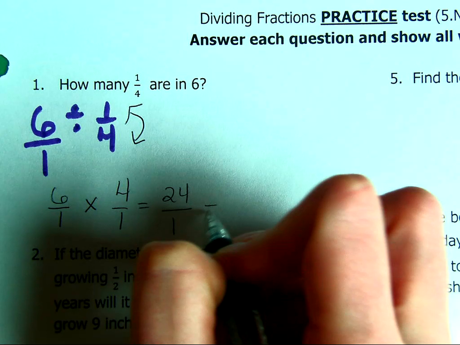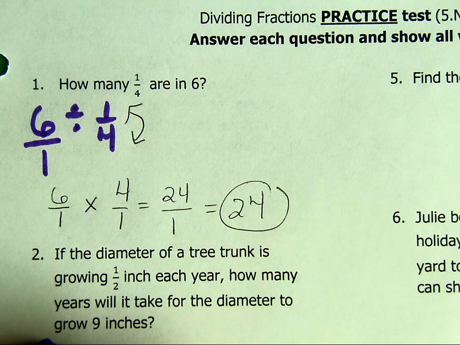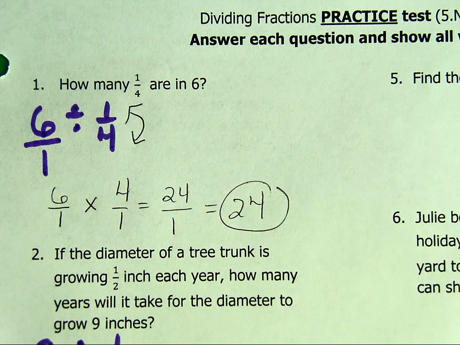If the diameter of a tree trunk is growing 1/2 inch each year, how many years will it take for the diameter to grow 9 inches? So I'm going to take 9 inches and divide it by 1/2 inch per year. I see that this 9 is a whole number, and I know that it's easier to divide by a fraction, so I'm going to draw a line underneath the 9 and place a 1. Now I'm going to rewrite the problem.